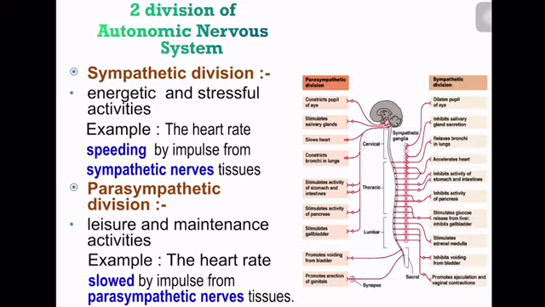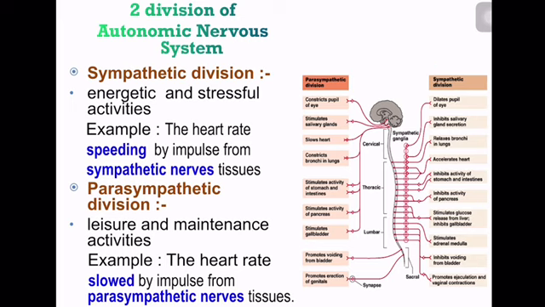An autonomic nervous system regulates our body's internal environment by undergoing several homeostatic mechanisms. This is due to the work of two autonomic nervous systems. The first is sympathetic division, and the second is parasympathetic division.